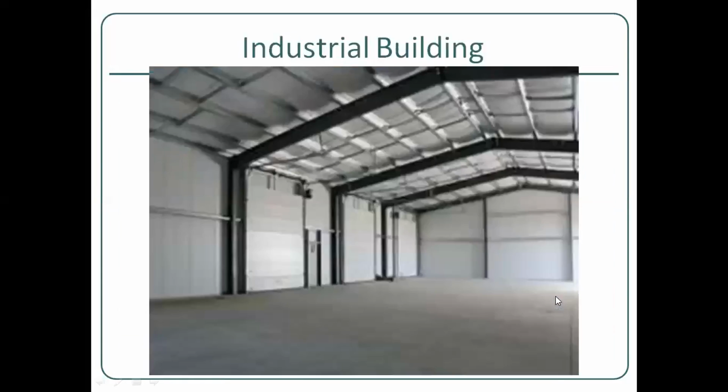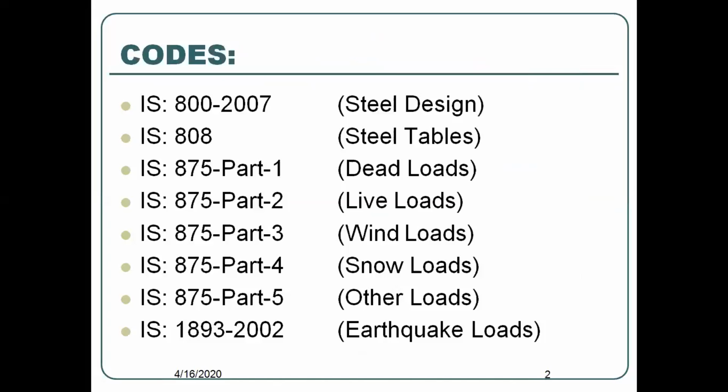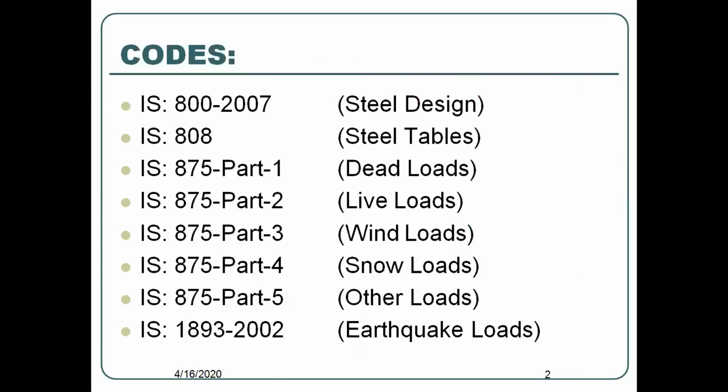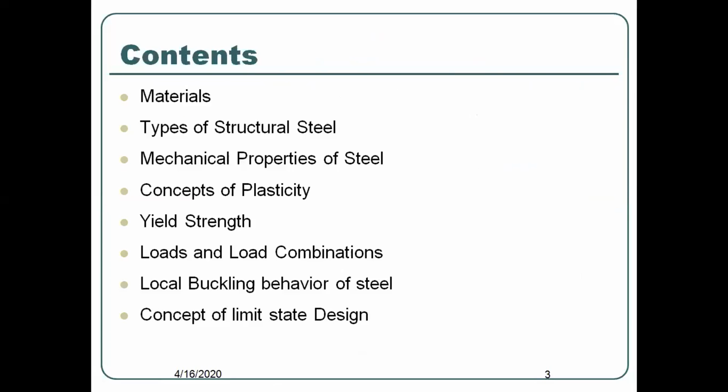So let me start with first. I will try to share this presentation with you guys. Don't worry, I will go a bit fast so that I can complete within the time. These are the codes required for steel structures, and these are the topics in this presentation: materials, types of steel structures, mechanical properties, concepts of plasticity, yield strength of steel, loads and the different load combinations, local buckling behavior of steel, including pictures, and the concept of limit state design. This is how we are going to cover each and every topic.